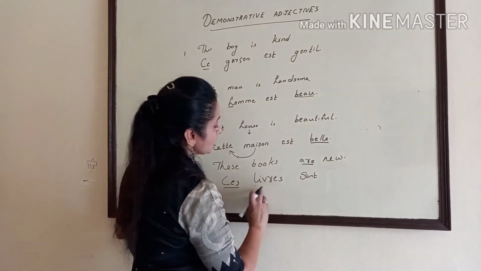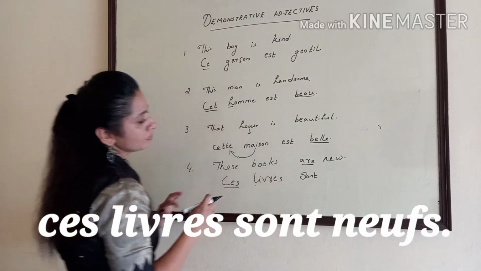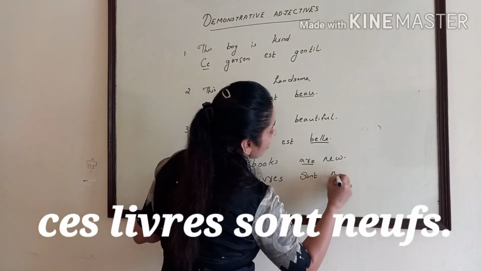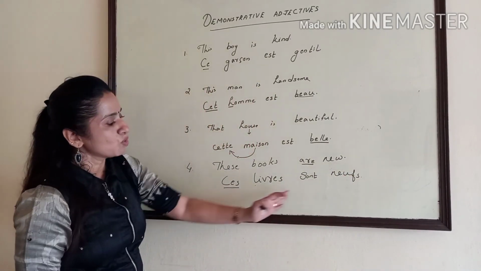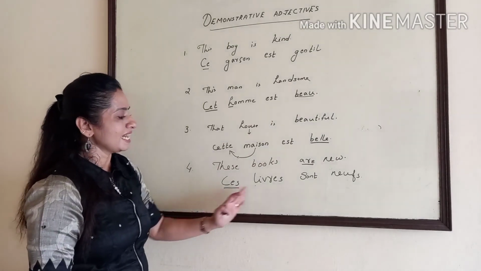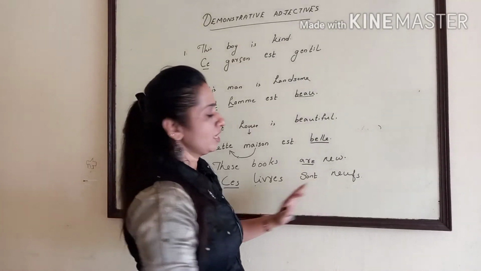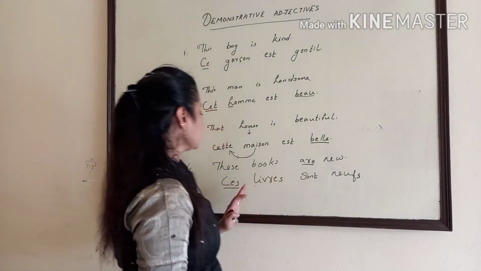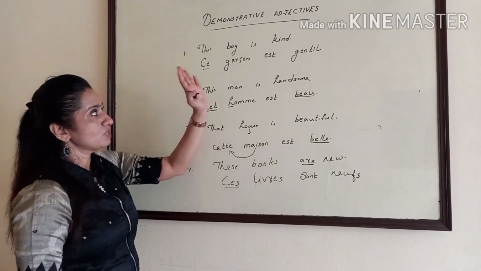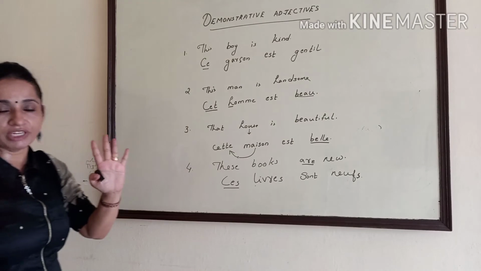Sont. Ces livres sont neufs, N-E-U-F-S. That means these books are new. Ces livres sont neufs. Here also we will put S, but we won't pronounce it. So these are the demonstrative adjectives in French.